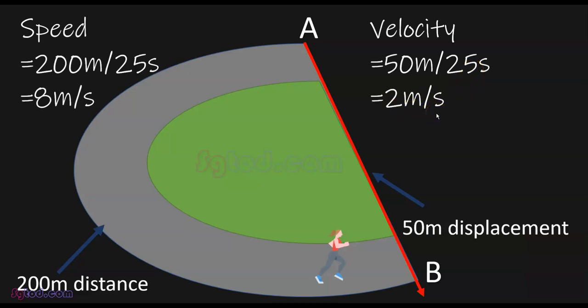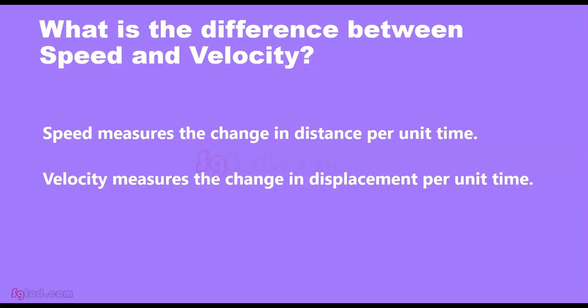Hence, to answer the question what is the difference between speed and velocity, besides stating that speed is a scalar quantity whereas velocity is a vector quantity, do also state that speed measures the change in distance per unit time whereas velocity measures the change in displacement per unit time.